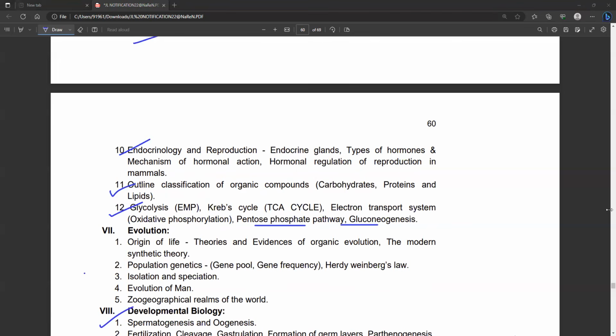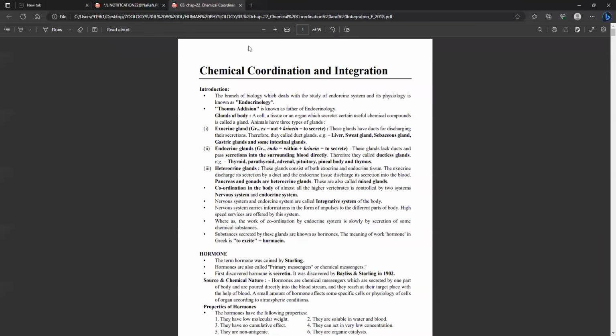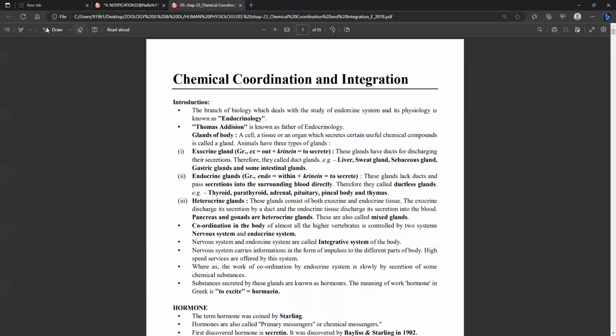Out of 10 to 14 questions in human physiology, nearly 2 to 3 questions will appear from the endocrine system alone. That much important a chapter the endocrine system is. So friends, what do you have to actually read in the endocrine system? Now listen, all of you. Whenever you start reading the endocrine system, just focus on what I'm saying exactly.